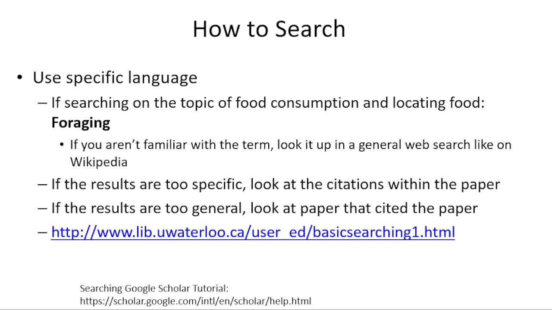So how to search? Use specific language. So if searching for a topic of food consumption and locating food, foraging. If you aren't familiar with the term, look it up on general sites like Wikipedia first and then use that in your specific language to search. If the results are too specific, look at the citations within that paper, and if they're too general, look at the paper that cited the paper.